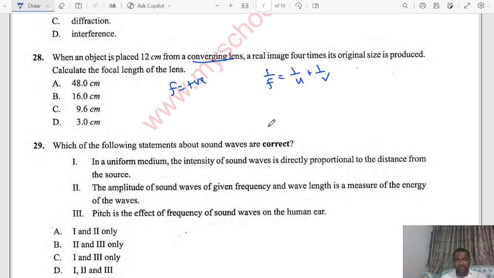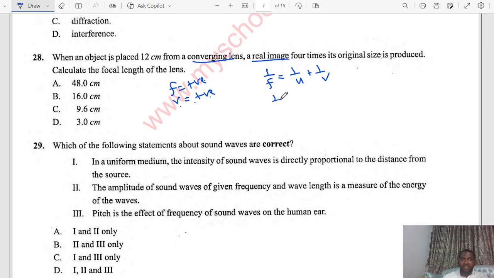Then the kind of image formed. If the image is a real image, it means that v is also positive. You must be sure with this because for a converging lens, f is positive, but for a diverging lens, f is negative. For a real image, v is positive. For a virtual image, v is negative. So I have to be sure.